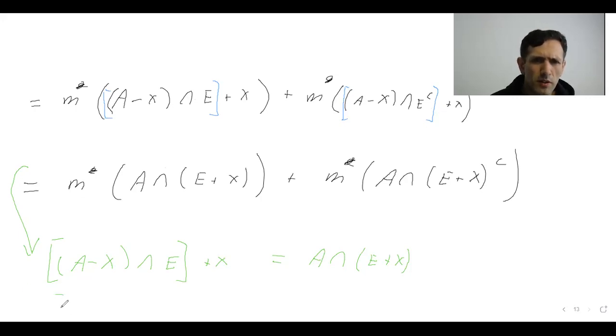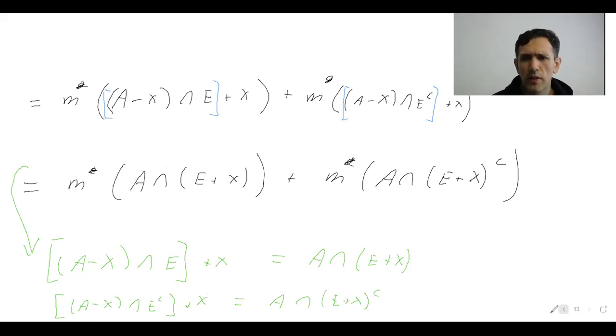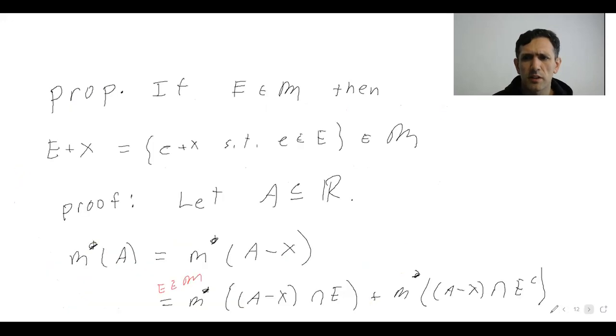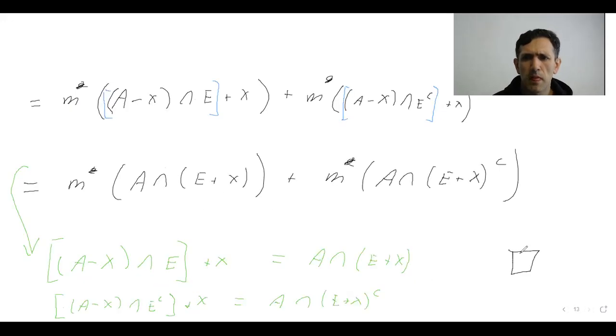So, A minus X intersect E complement plus X is going to be equal to A intersect E plus X complement. And that's the proof. That's exactly what I needed to do to show that E plus X is measurable.